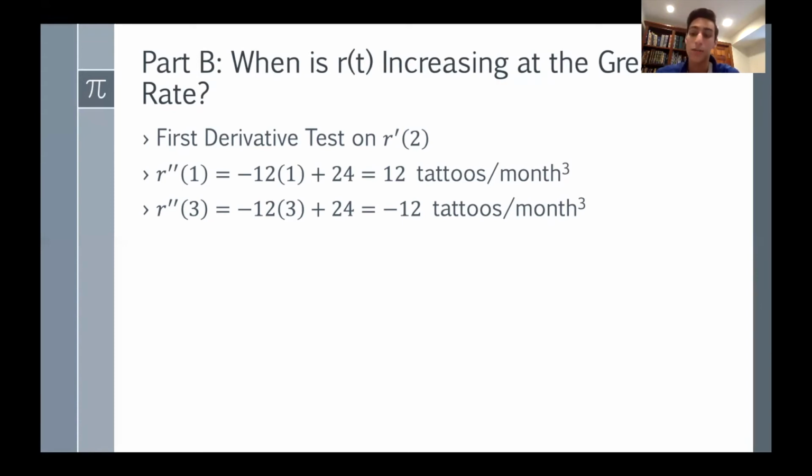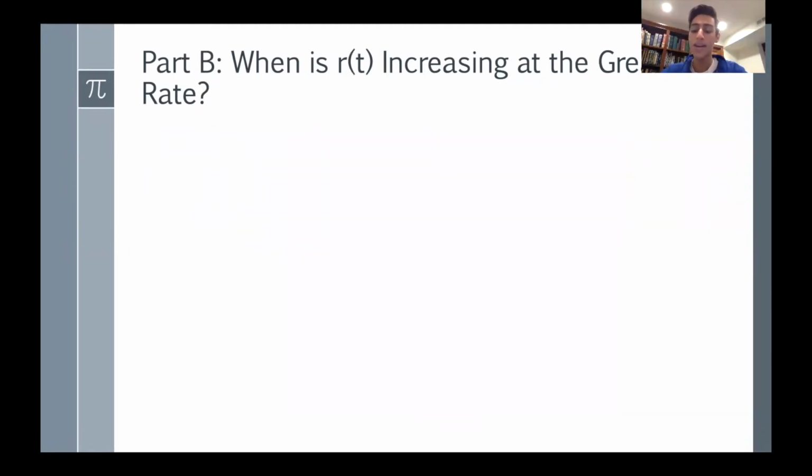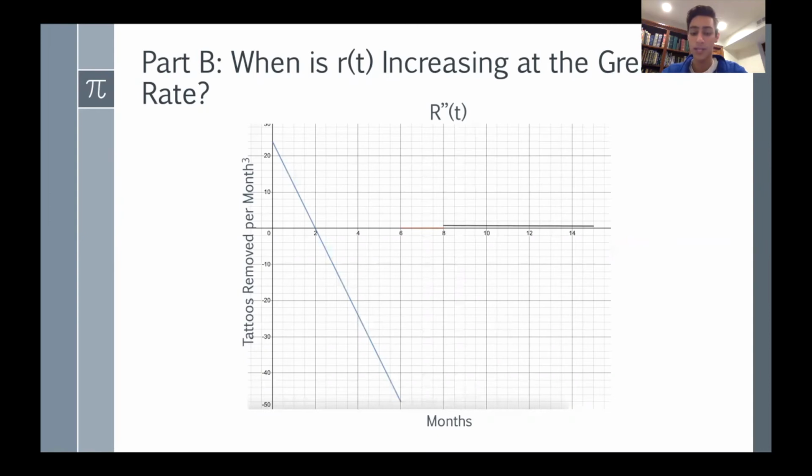2 could be the answer. But before we decide that, we have to test all the endpoints of this function. So 2 months is a maximum of r prime of t. But before we continue, I wanted to show you a handy graph of r double prime of t. This will explain what we were doing before when we were using the first derivative test.